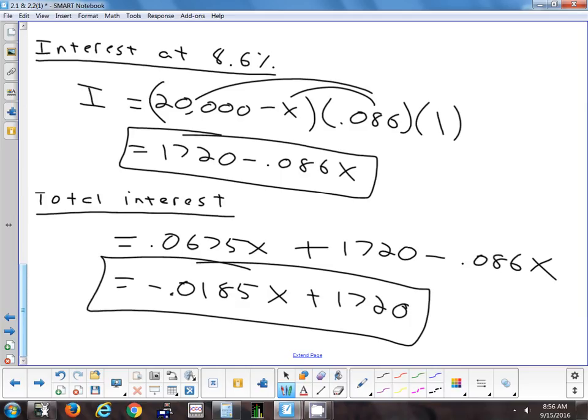That's the total interest. Yep. If you tell me how much money he invested at 20,000, like say he put $13,000 in that account, I would fill 13,000 in for X, do out the arithmetic, and that would be his total interest.